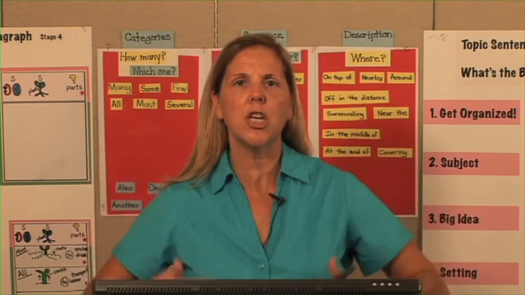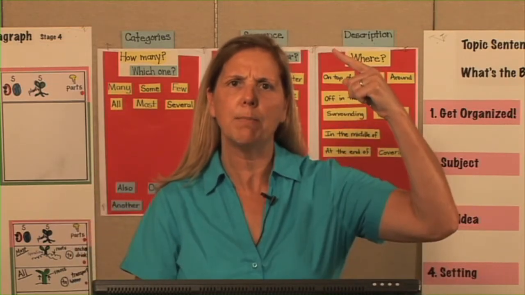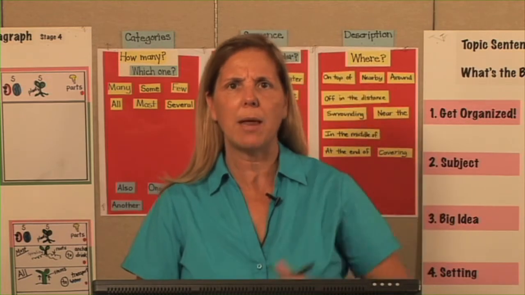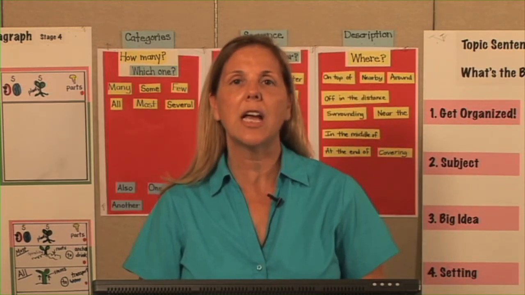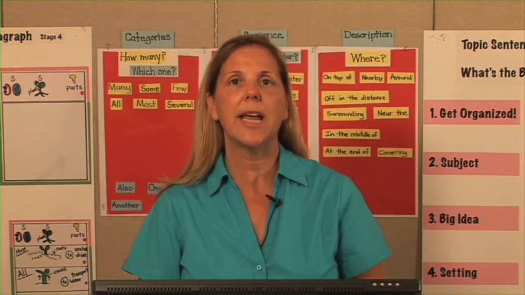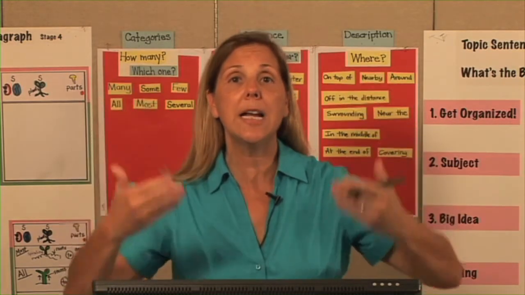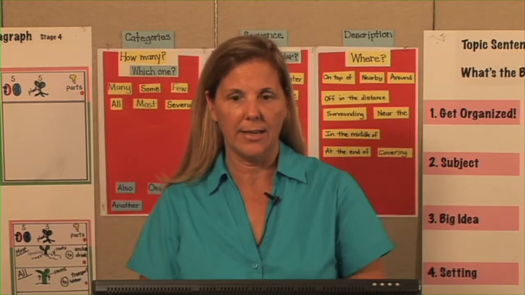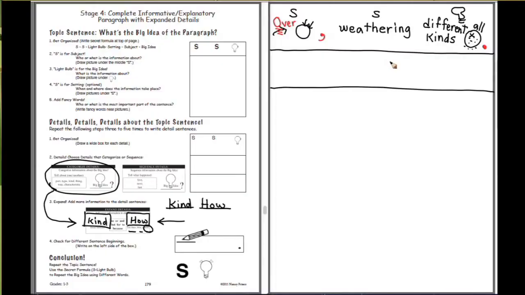We need details, details, details that tell all about that big idea. That's information about that big idea. So now we need to use that word kind. And the first way we say it is, what's one kind of weathering? So now we're going to go to this first box, draw some wind. I could write a keyword or draw a picture.